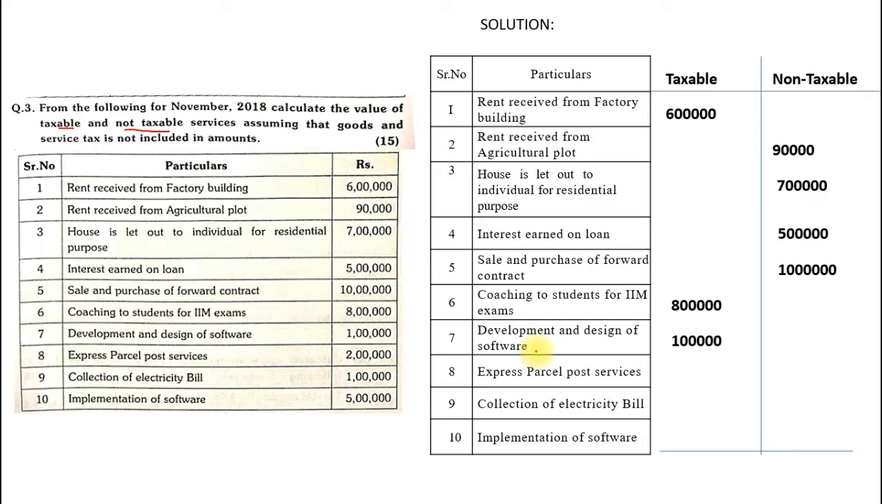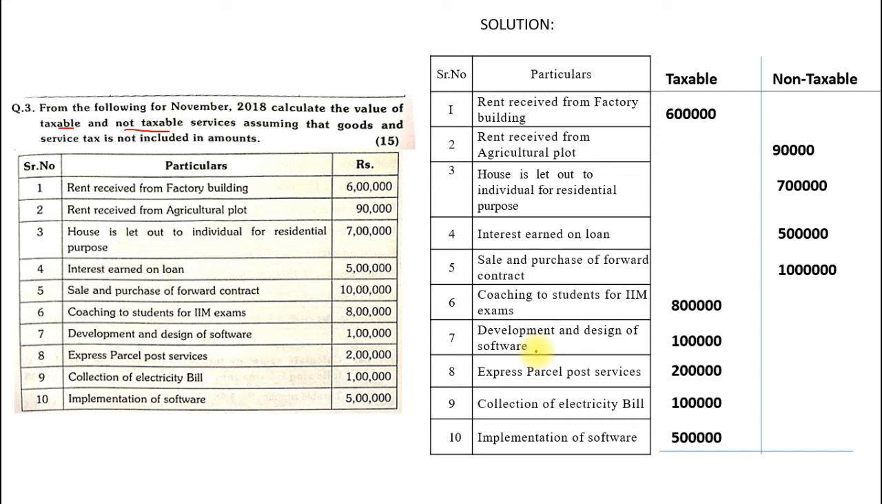Next, express parcel post service. See, normal post service is exempted, but express parcel is like a luxury service that you have demanded. So anything which is luxurious will be taxable. Collection of electricity bill, yes, it is a service being provided, so yes, it is taxable. Implementation of software, again, software is IT related. As I told you, anything which is IT related will be completely taxable.